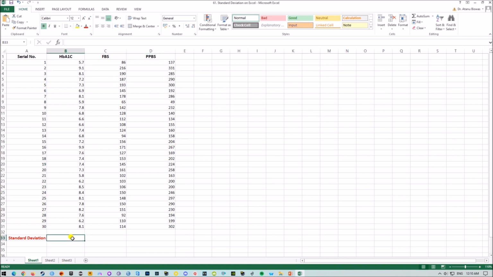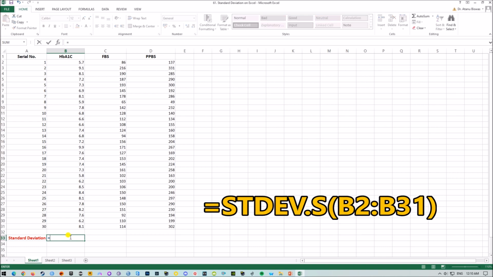We have to select the space or the cell where we want to get the result. So for HbA1c, we have to select only one cell. We start by typing the equal to sign, then we type STDEV, that means standard deviation, and all these prompts are available from which I shall select the STDEV.S. Double click on it and the first bracket will start. So this is the standard deviation for a sample, since we are using a sample.